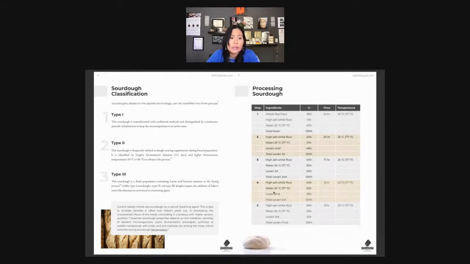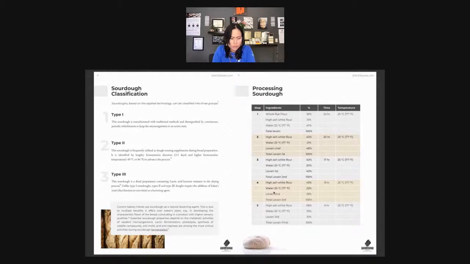Now, I have seen a type 3 sourdough that only requires the dried sourdough powder without any yeast. Okay, so there's such a thing out there. Reach out to me if you need to know more about that. Current bakery trends use sourdough as a natural leavening agent. And this can be done. So you just need to spend more time to study it.